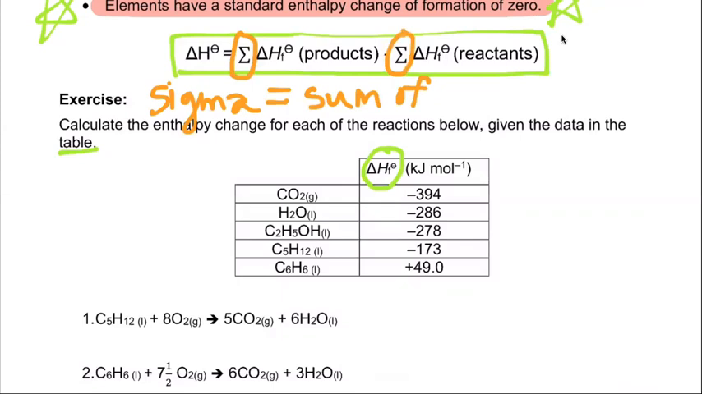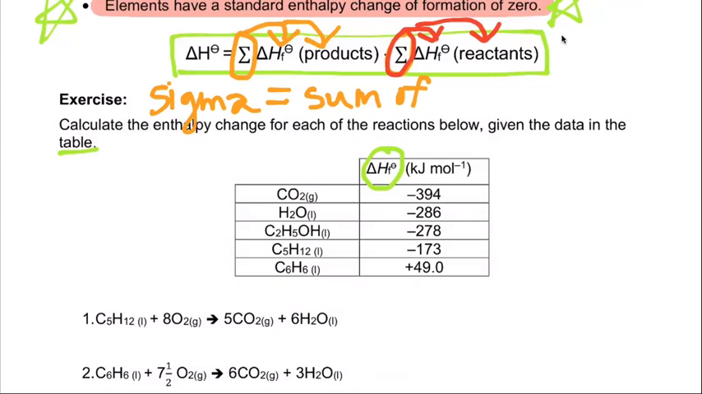I'm going to add up all of the enthalpy change of formation of my products. I'm going to add all of them up. And then over here, I'm going to add up all the standard enthalpy of formation of my reactants. So what I'm going to do is I'm going to look at my chemical equation and I need to identify, okay, where are the products and what are they? And then I'm going to look up their enthalpies of formation on the data table that they give me, and I'm going to add them all together. Then I'm going to do the same exact thing for any of the chemicals that are on my reactant side.